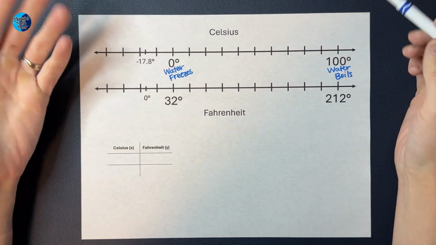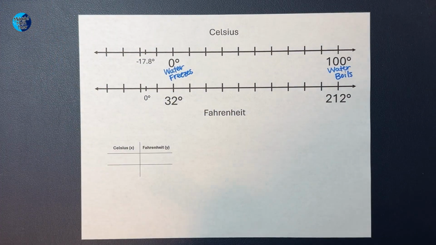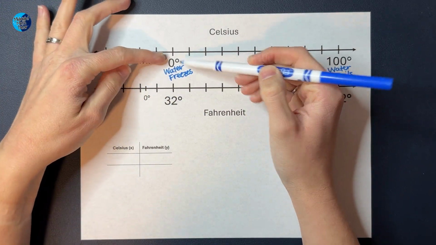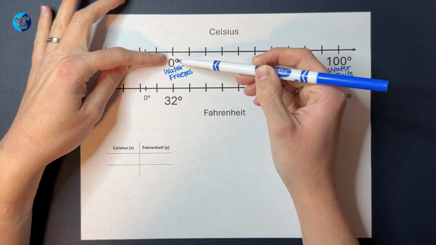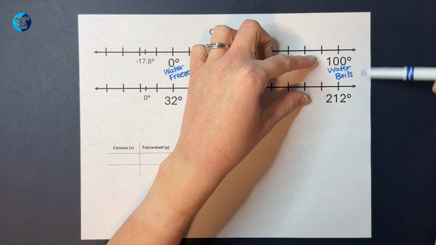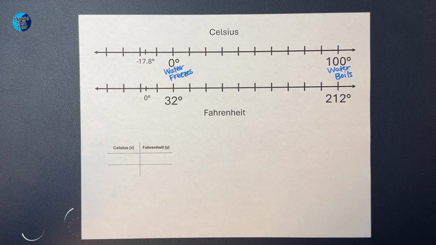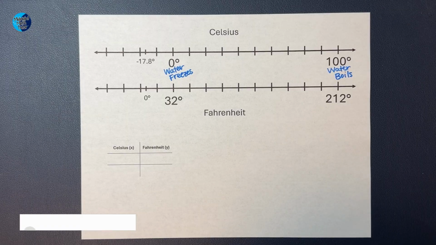Now, obviously, we need to be able to switch between these sometimes. And it's not just right here. It might be like, oh, Fahrenheit is just 32 more than Celsius, right? But when we get over here, they're not 32 apart anymore. They're 112 apart. So what is the difference here? That's what we're going to figure out.